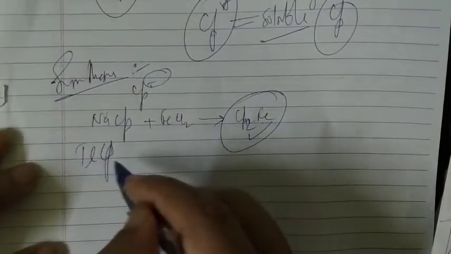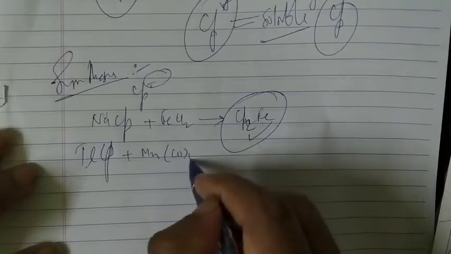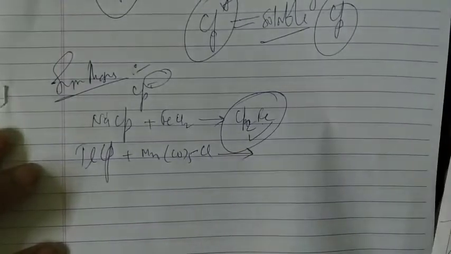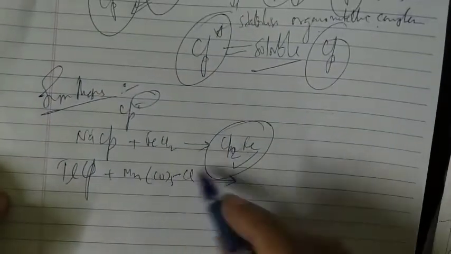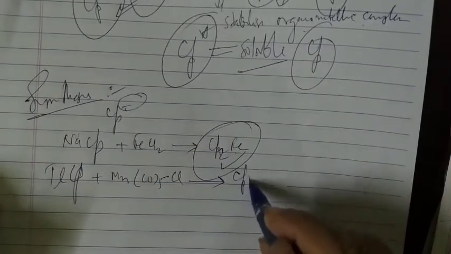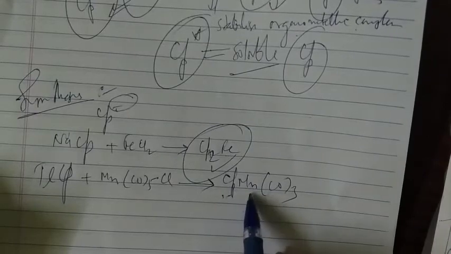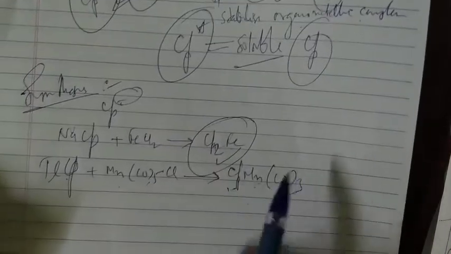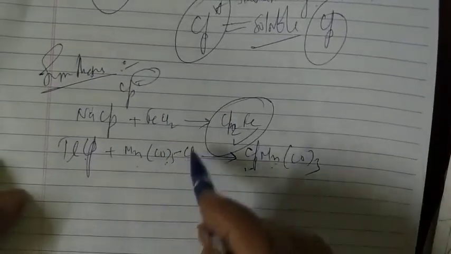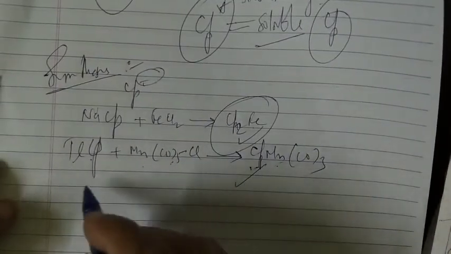Similarly, with the same concept we can use thallium Cp. If you treat thallium Cp with Mn(CO)5 chloride, manganese pentacarbonyl chloride, you are going to end up with cyclopentadienyl manganese tricarbonyl like this. Cyclopentadienyl manganese tricarbonyl. So this is how you can generate this cyclopentadienyl complex.